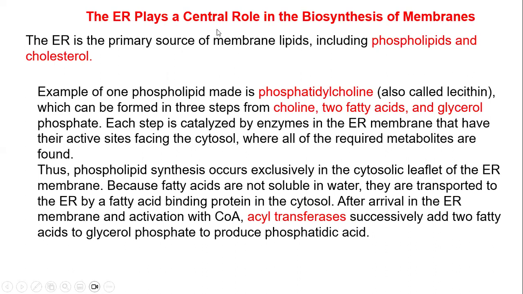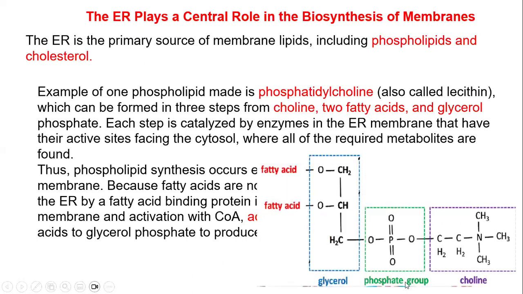The smooth endoplasmic reticulum not only plays an important role in cholesterol biosynthesis, but it is also involved in synthesis of membrane phospholipids. One common example of phospholipids is the phosphatidylcholine molecule. Coming to the structure of phosphatidylcholine, it consists of a backbone structure that is made up of glycerol. To two carbons of glycerol, we have attachment of fatty acid chains in an ester bond. And to the third carbon, we have attachment of a phosphate group.